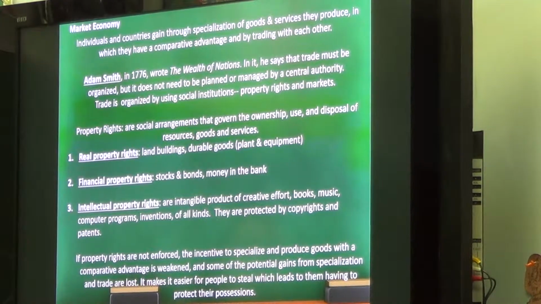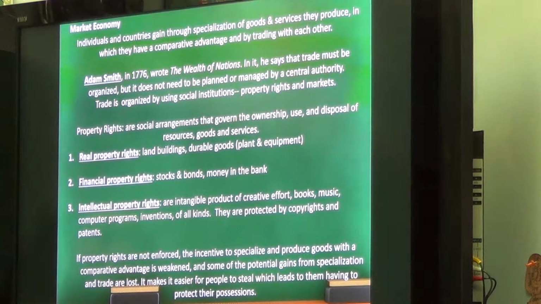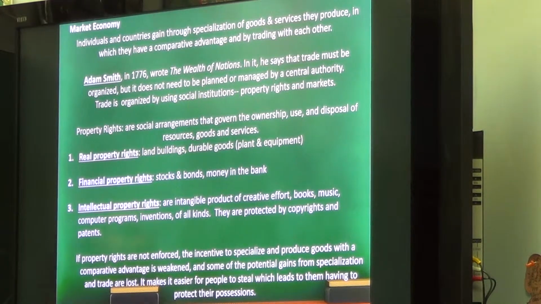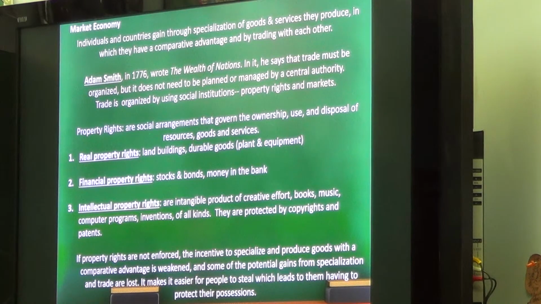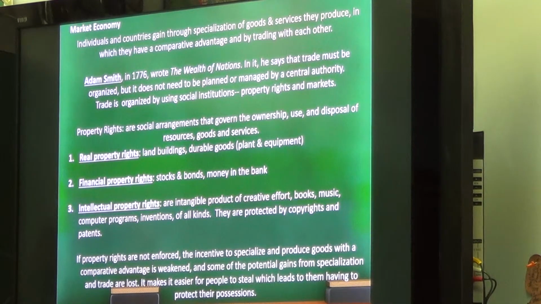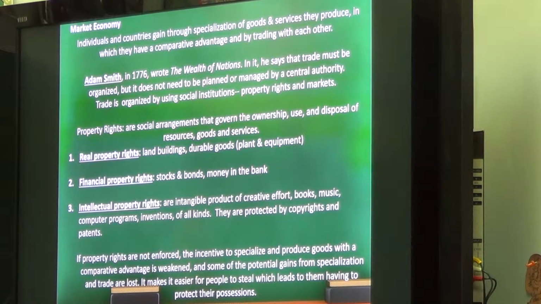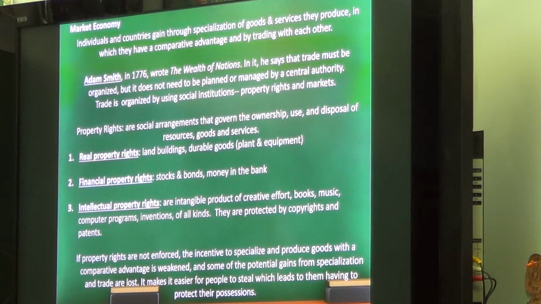All right. With the market economy, individuals and countries gain through specialization of goods and services they produce, in which they have a comparative advantage, and by trading with each other. Like in that example with Tom and Nancy, each of them had a different comparative advantage. By trading, they were both better off. So on a global scale, if our country is better at producing cars, and we're trading with, let's say, England, and they're better at producing tea, we can trade with them. You can just think outside the box. If their opportunity cost is lower, you want to trade with them, so that lowers your opportunity cost to get the item.